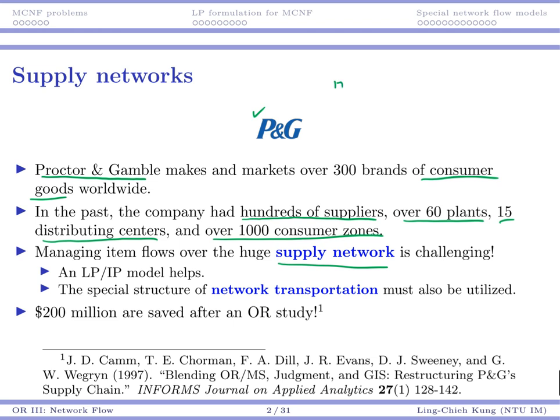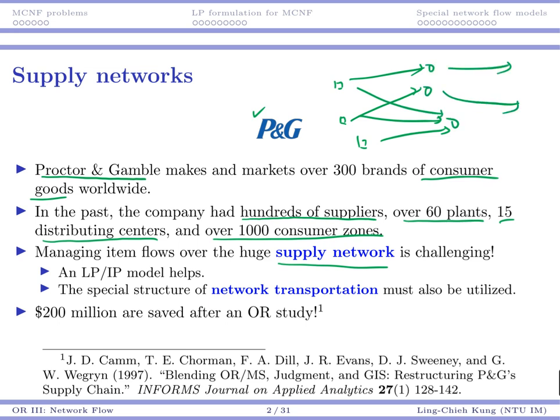Okay, so somehow that means we have a lot of factories. All these factories have some routes to distribution centers, and they then distribute to all different markets. Somehow we need to make this kind of assignments or allocations efficient, so that we don't waste our time, waste our money to ship products from here to there, there to here, and don't make to consumers. So obviously a linear program or integer program helps, and this special structure of network transshipment must be considered.